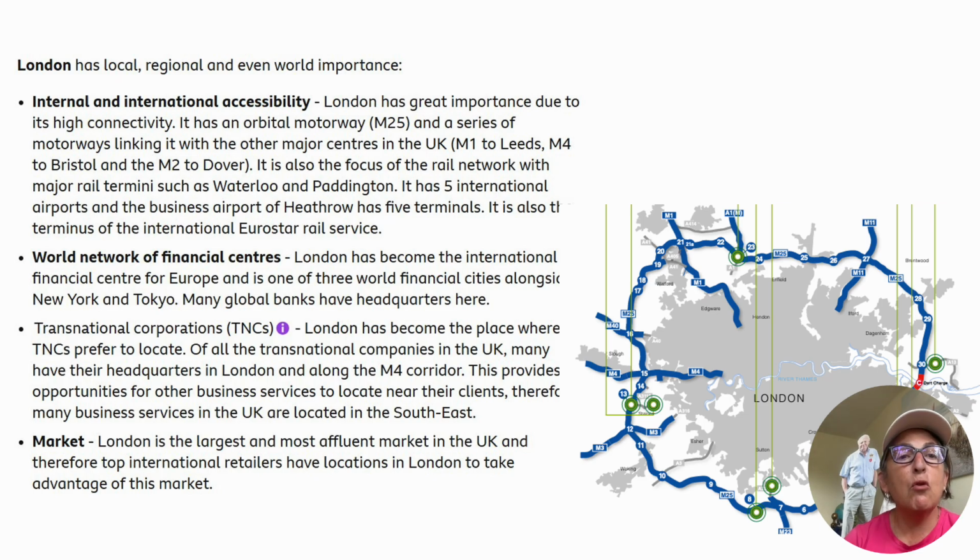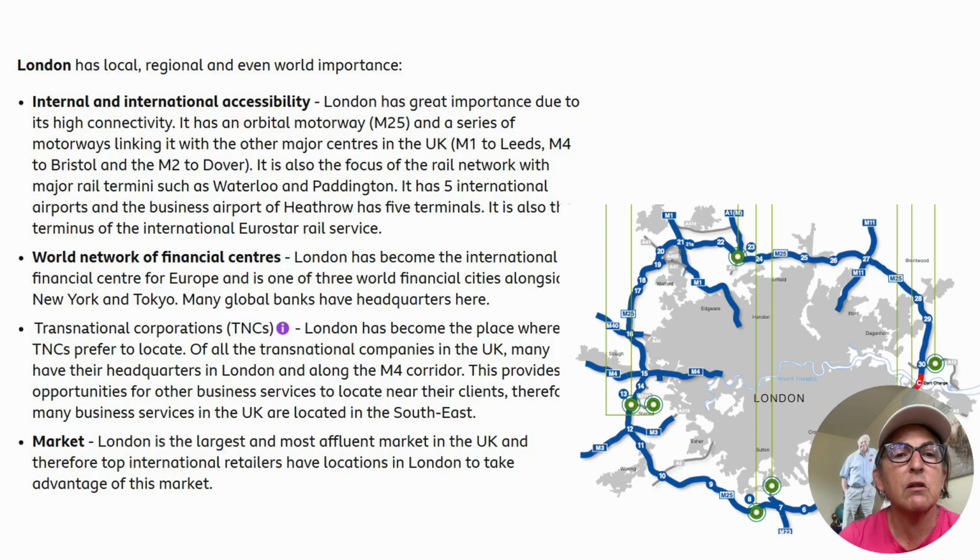London has local, regional and world importance. It has urban primacy, so it's more important than its size would suggest. It's incredibly well connected. It's got the orbital motorway of the M25, which then links off to all the major centres of the UK via lots of other different motorways. It's also the focus of the rail network with all the main rail termini there, like Waterloo and Paddington. It's got 5 international airports and a business airport at Heathrow. Heathrow has 5 terminals.